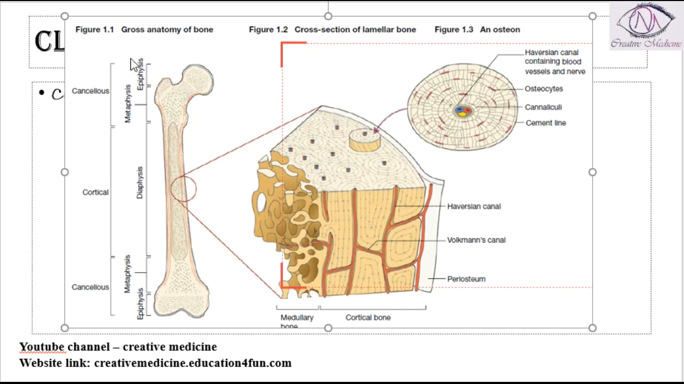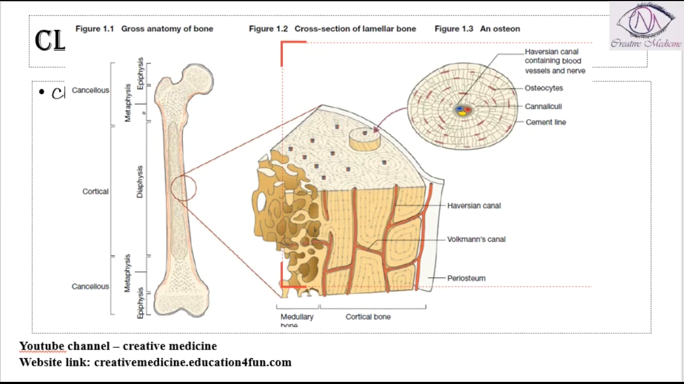The upper end of the bone is called the epiphysis, and the lower end of the bone is also called the epiphysis. So the ends of the bone are the epiphysis, and the middle part of the bone is the diaphysis. The area between the diaphysis and epiphysis is the metaphysis.